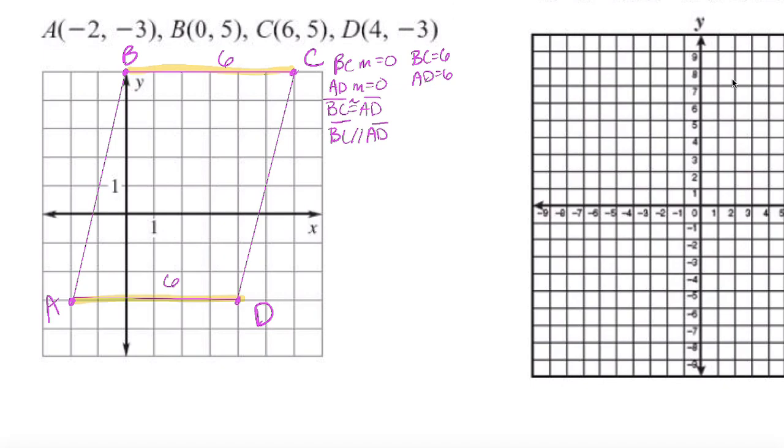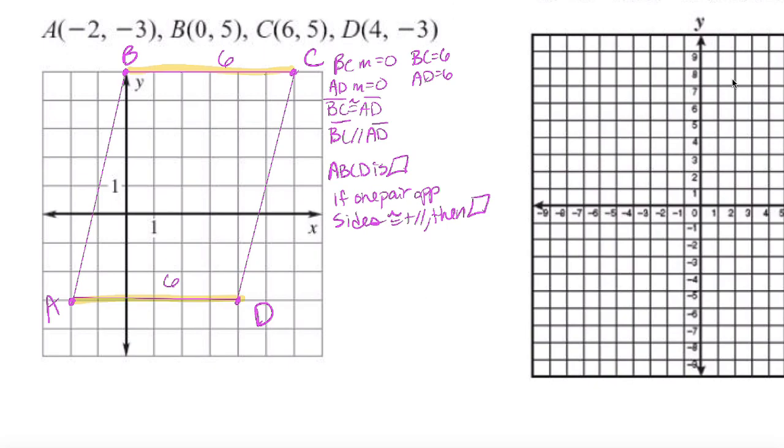And I would say that ABCD is a parallelogram, and I would say if one pair of opposite sides congruent and parallel, then parallelogram for my reasoning.